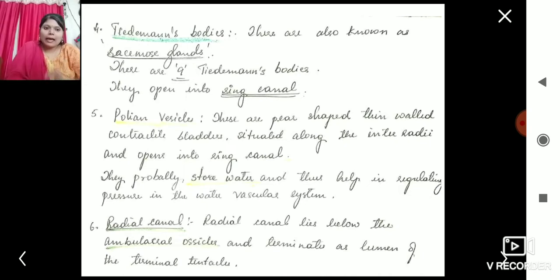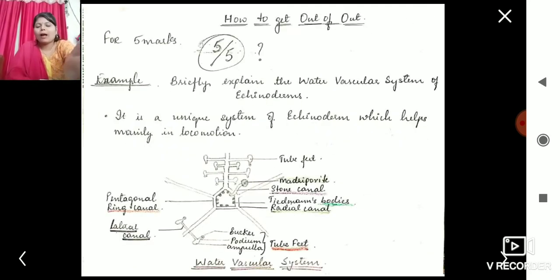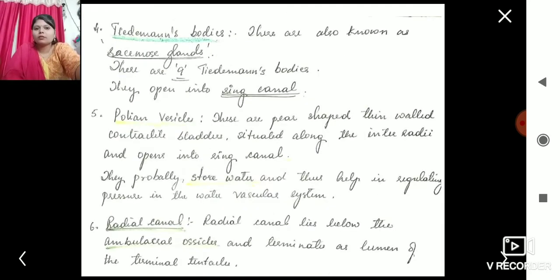The radial canal lies below the umbilical vesicles and terminates as the lumen of the terminal tentacles. So they terminate as a lumen of the terminal tentacles, and they are below the umbilical vesicles. The umbilical vesicles are an important point that we'll have to mention by name. So I've underlined that, and we're also supposed to underline the terminal tentacles.